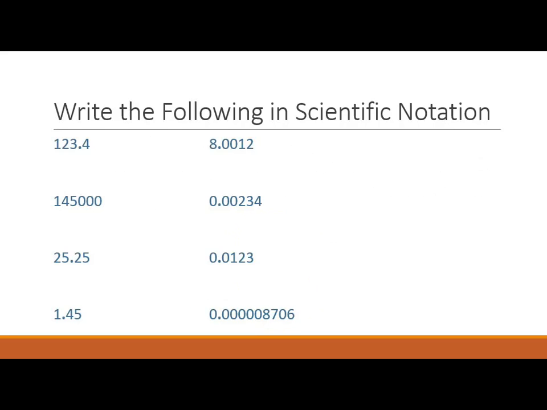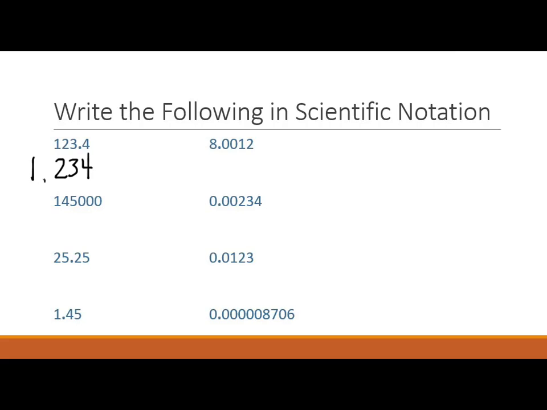So let's try writing a couple of these numbers in scientific notation. So let's go ahead and practice these. The way that we would do this is, the first thing is you would make sure that you have a single digit, right? The 1 in this case, followed by a decimal point, and then followed by the rest of the numbers. So in this case, a 2, a 3, and a 4.